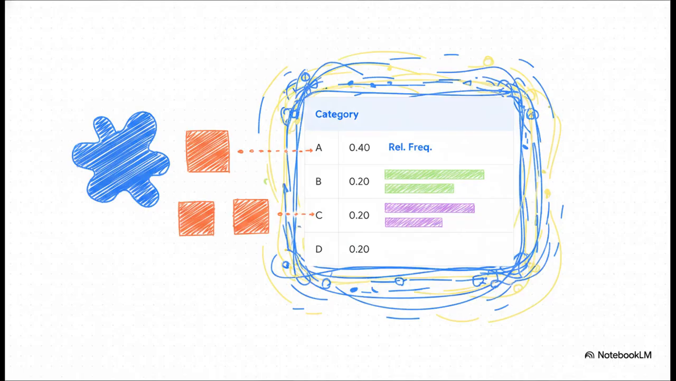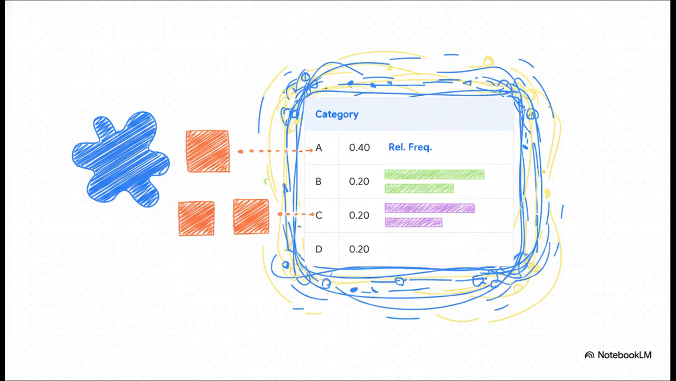ध्यान से देखिए, imagine you're looking at a raw data set. This right here is our starting point, our input phase. We've got 4 categories, A, B, C, and D, sitting right next to their relative frequencies in decimals. Category A is 0.40, while the rest is 0.20. As just raw text, it's a bit dry and hard to picture, isn't it?